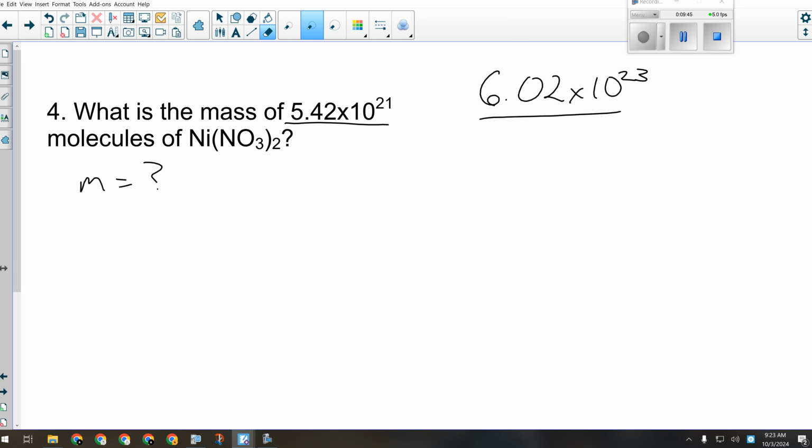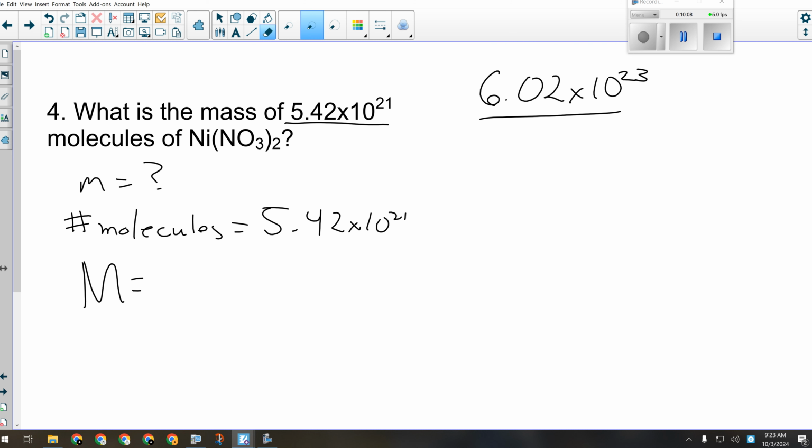So what we are looking at here is that we are looking for the mass, so a type 4 problem. We have the number of molecules, and it is 5.42 times 10 to the 21. We talk about that number like it's really small, but it's actually still really, really big. It's just small in terms of number of moles. And we also know that it is nickel(II) nitrate.